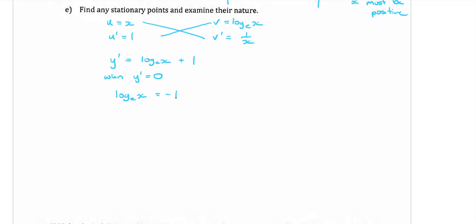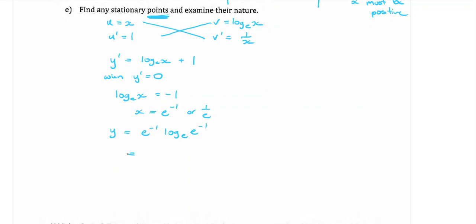Slide the base: x equals e to the negative 1, or 1 over e if you prefer the fraction. Same deal. I have found a stationary x value. How do I find a stationary y value? Sub it back into the original equation. So y is x log e of x, so it's e to the negative 1 times log base e of e to the negative 1.